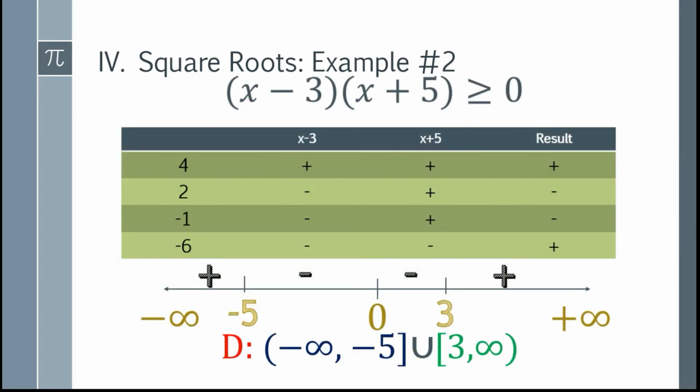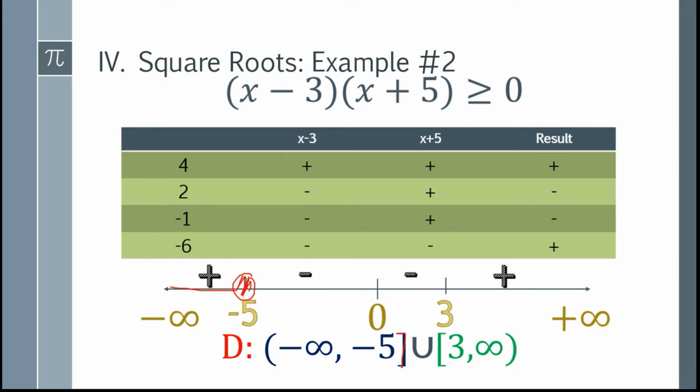And our domain is (-∞, -5], the value of negative 5 is also good, union [3, ∞). So for this one, negative 5 is also included, so circle that one and shade it. Shade that one, going to negative infinity.